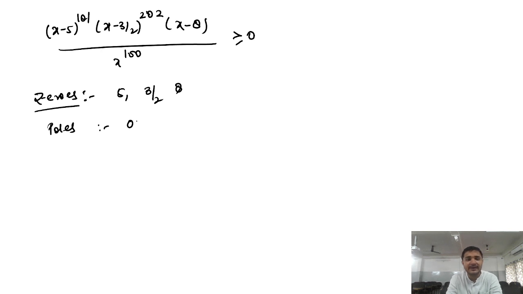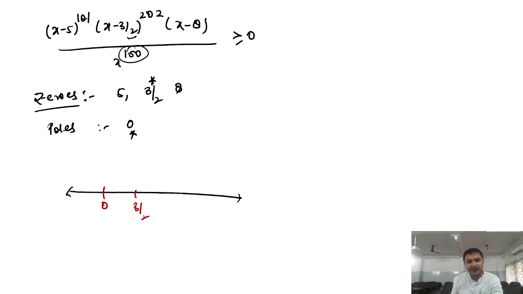Now, sir, whenever we have an even power, as at 3 by 2, mark a star at 3 by 2. We have an even power at 0, so mark a star at 0. Now you plot them on the number line, right? These are the only basic changes you need to make so that you won't make any error. Here I'll plot 0, then 3 by 2, then 5, then 8. At 3 by 2 and 0 we have a star. From the extreme right: plus, minus, plus, plus, plus, isn't it? Right? Whenever we have a star, do not change the sign.